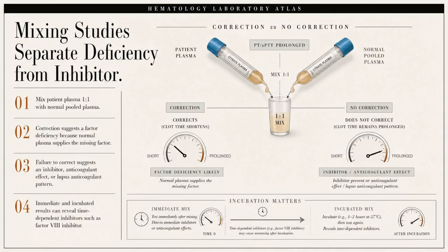When a PT or APTT is prolonged, mixing studies help us figure out if it's a factor deficiency or an inhibitor. The principle is straightforward. We mix the patient's plasma with normal plasma, which contains all the clotting factors. If the prolonged time corrects, it means the normal plasma supplied the missing factor, pointing to a deficiency. If it doesn't correct, we suspect an inhibitor is present, interfering with the clotting process.